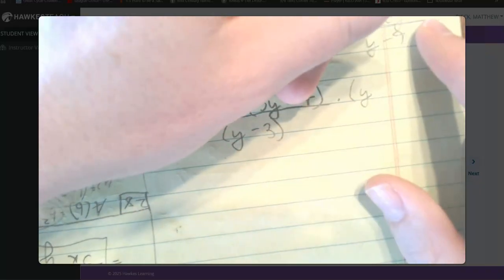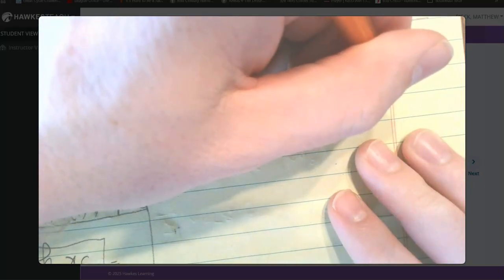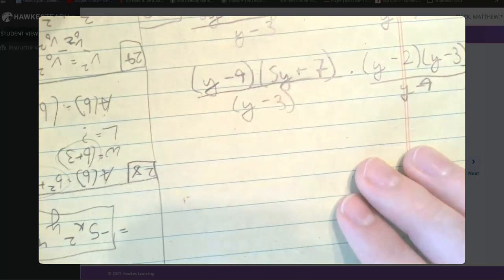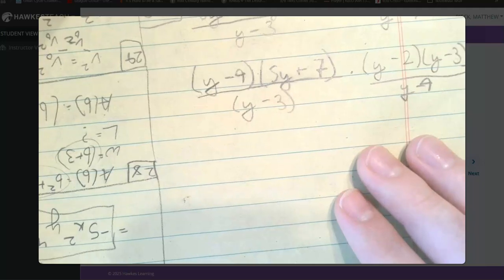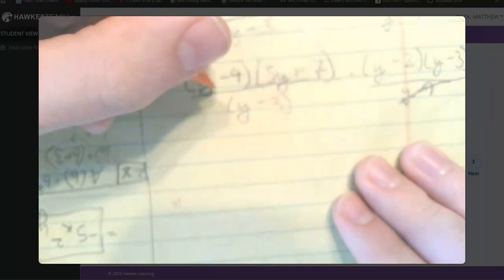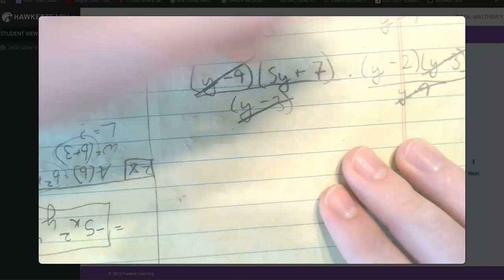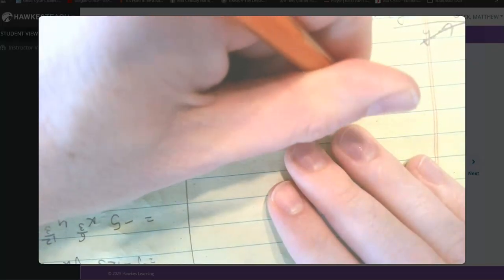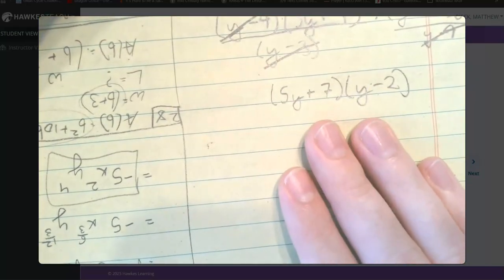All right, so here I'm looking for two things that multiply to get positive 6 and add to get negative 5. That would be minus 2 and minus 3 over y minus 9. If we have any common factors in the top and the bottom, you need one from each side, and you can cancel it out. So you have y minus 9, y minus 9, y minus 3, y minus 3. What I'm left with is 5y plus 7 times y minus 2. I'm fine if you leave it like that.